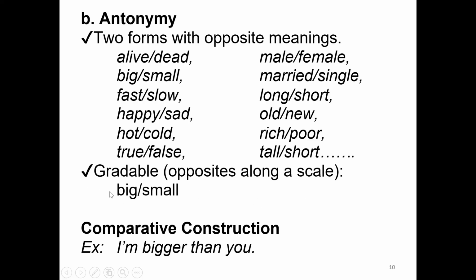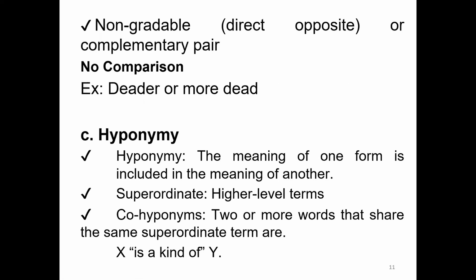Okay, so you can just use all these gradable antonyms or gradable adjectives in the comparative construction. So you can say, I'm bigger than you, or you are smaller than me. So these are considered as gradable antonymy. The second one is non-gradable. This is considered as direct opposite or a kind of complementary pair.